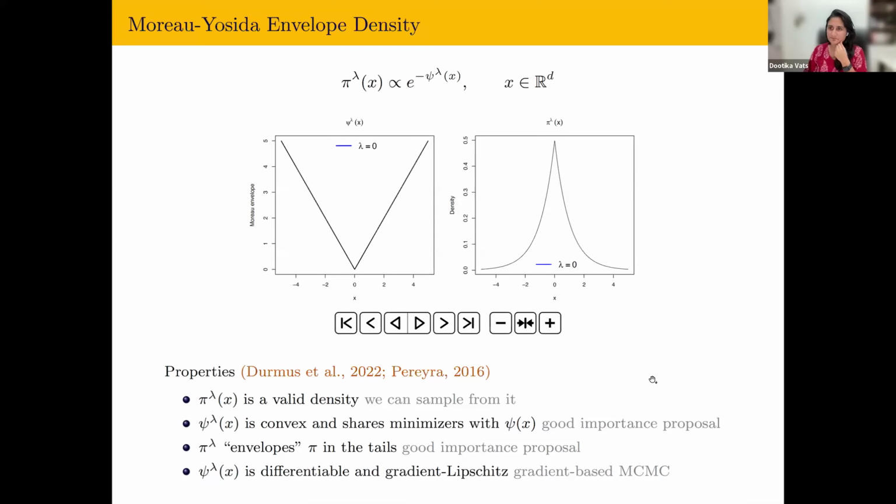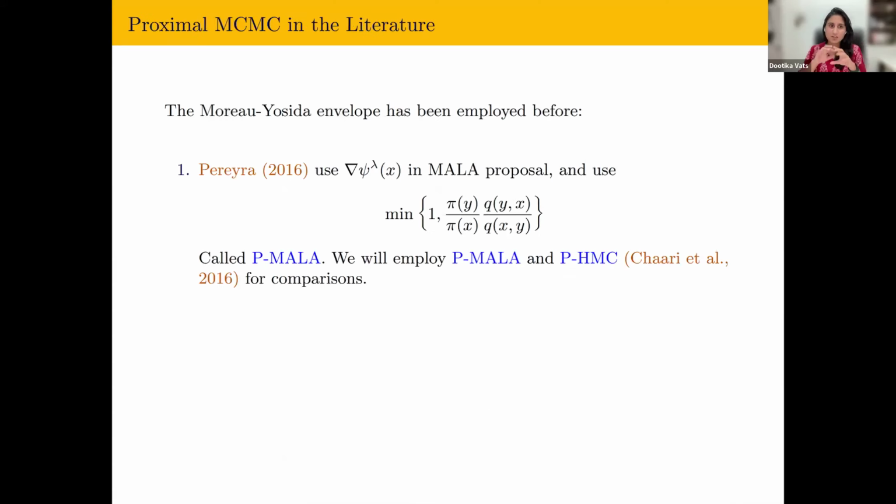Now, the Moreau-Yosida envelopes have definitely been employed many a time before. One of the first papers that did it in a complete way was Marcelo Pereyra's paper, where for non-differentiable targets, they replaced the gradient of psi of x with the gradient of psi lambda x in just the MALA proposal, and then did accept-reject with the correct target density, right? So this is an exact Markov chain that's employing gradients from psi lambda, not psi.